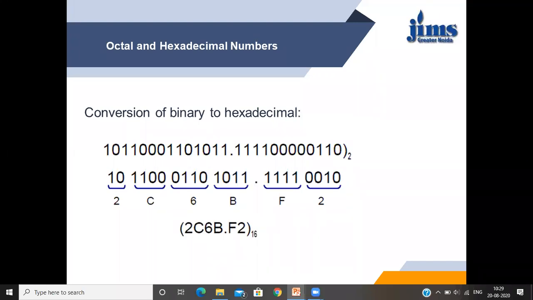In this manner, a binary number can directly be converted into hexadecimal just by making groups of 4 bits starting from the decimal point to the left hand side and from the decimal point to the right hand side, where the left hand side of the decimal point is the integer part and the right hand side is the fraction part.